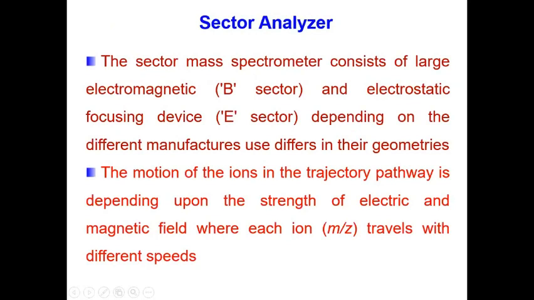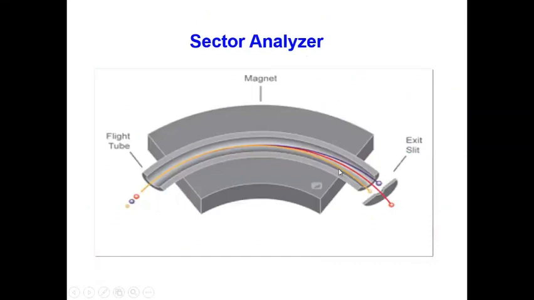So I want to tell you about the sector analyzer. What is a sector analyzer and how does it work? A sector analyzer consists of a magnetic and electrostatic focusing device. Using this sector analyzer, we can separate molecules based on their trajectory path, followed in an applied electric field, for each ion with a different speed. So this is a sector type of analyzer.